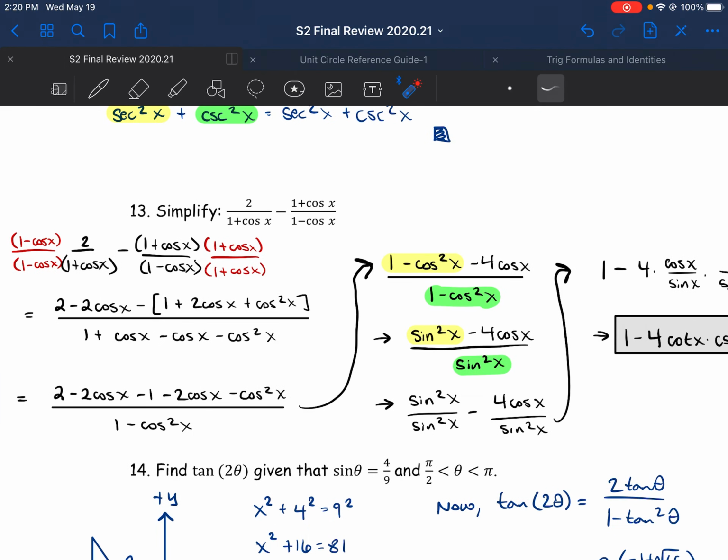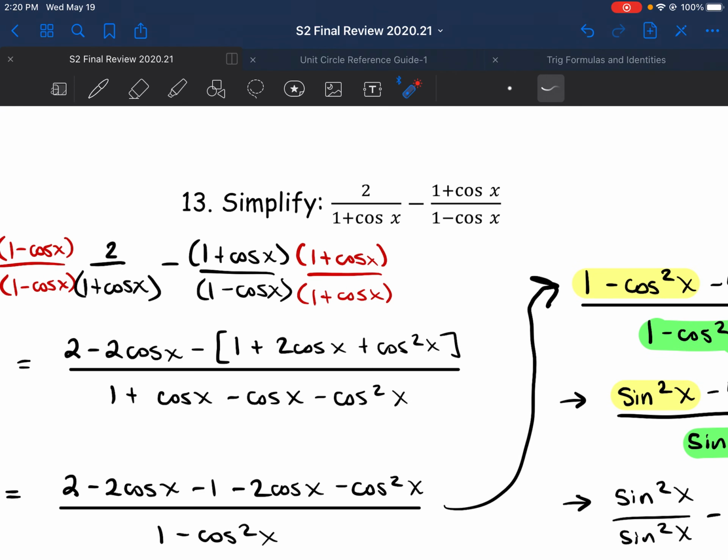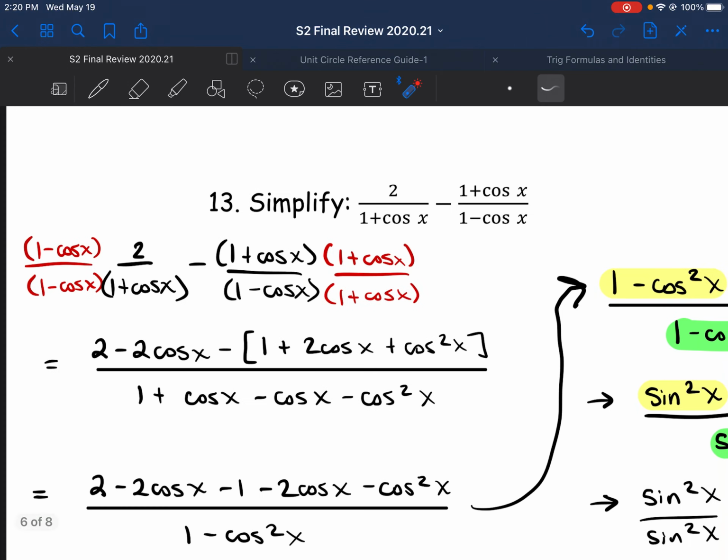All right, number 13. This one is actually pretty tough. This is a trig simplifying problem, and there's a lot going on here. So if we look at our initial problem, we want to simplify 2 over 1 plus cosine x minus 1 plus cosine x divided by 1 minus cosine x. Here we're going to have to get a common denominator.